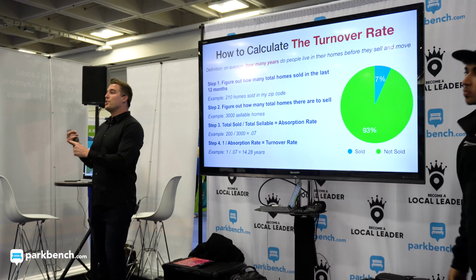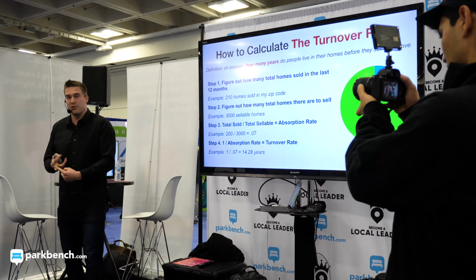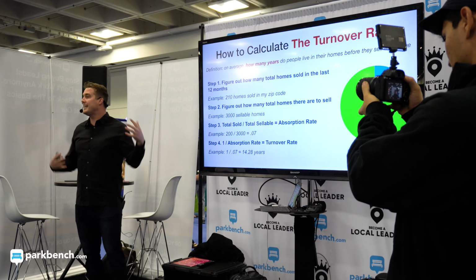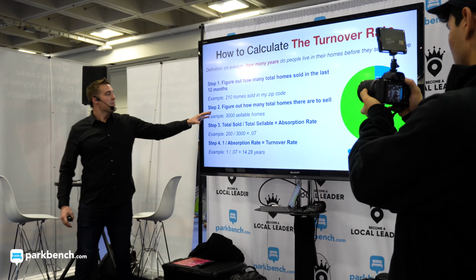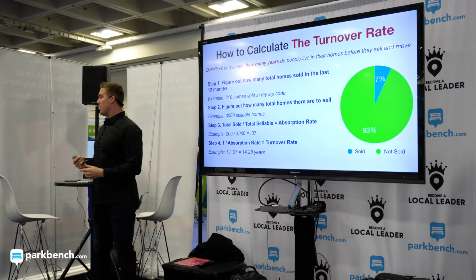And I know why. Your association doesn't tell you. NAR doesn't tell you. Your brokerage doesn't tell you. Those are market reports you get. They don't show this number. You actually have to do some digging. Okay? So for this example, we're saying 3,000 sellable homes.